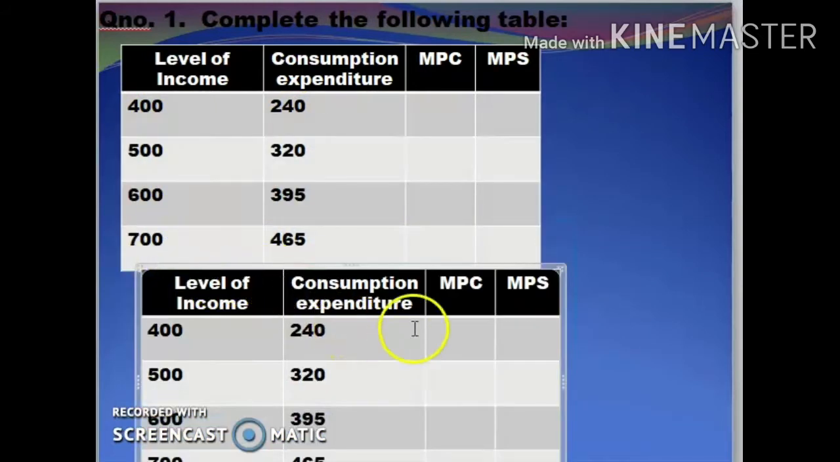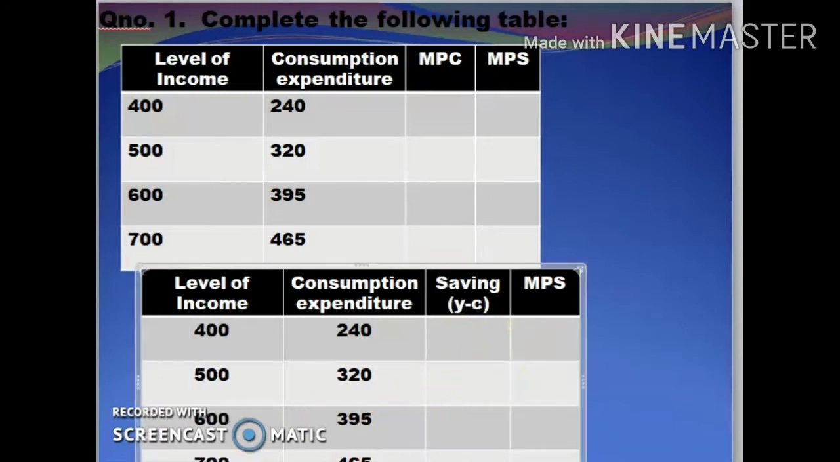So how will you fill it up? Before we find the column MPC, do you remember the formula for MPC? Delta C by delta Y. But before you find that column, you have to find savings. Y minus C is the formula. So how will you find it?